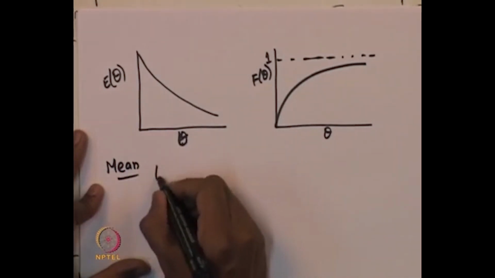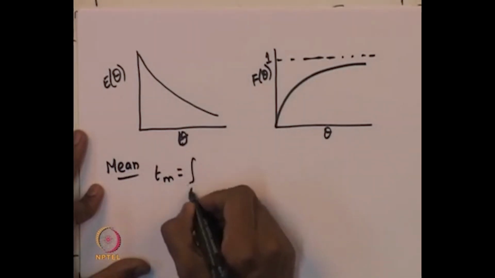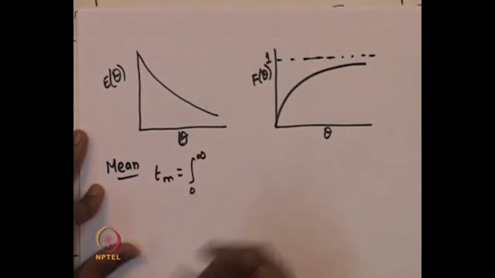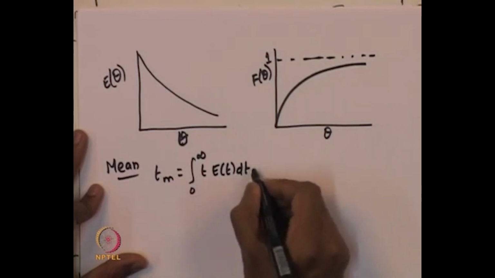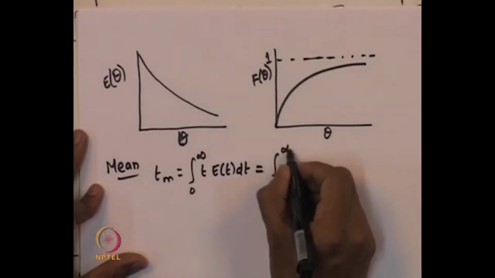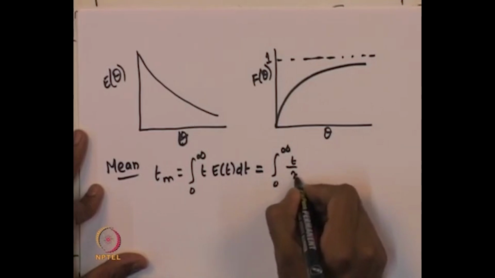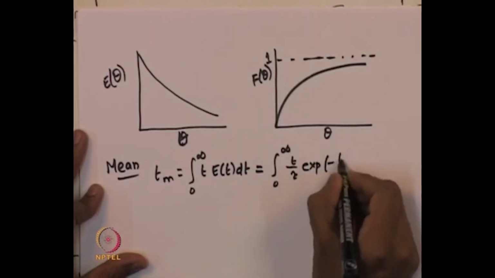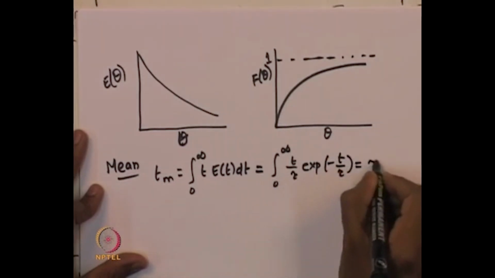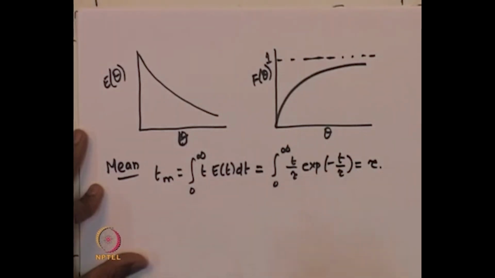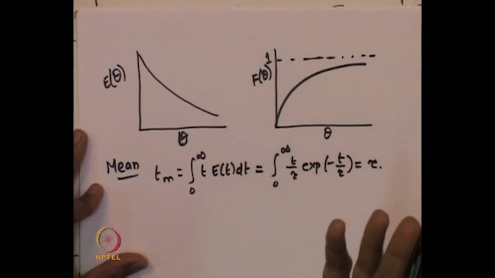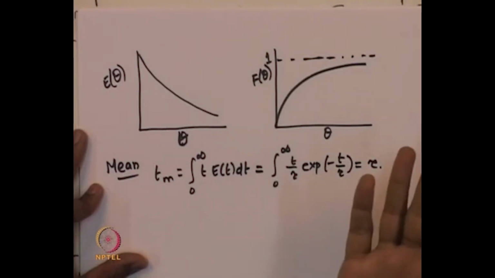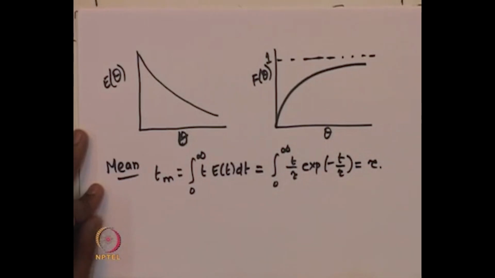The mean can be estimated as t m, equal to the integral from 0 to infinity of t times E of t dt. These are different properties of the distribution. That should be equal to the integral from 0 to infinity of t by tau times exponential of minus t by tau, and that should be equal to tau. That is exactly what we observed before.